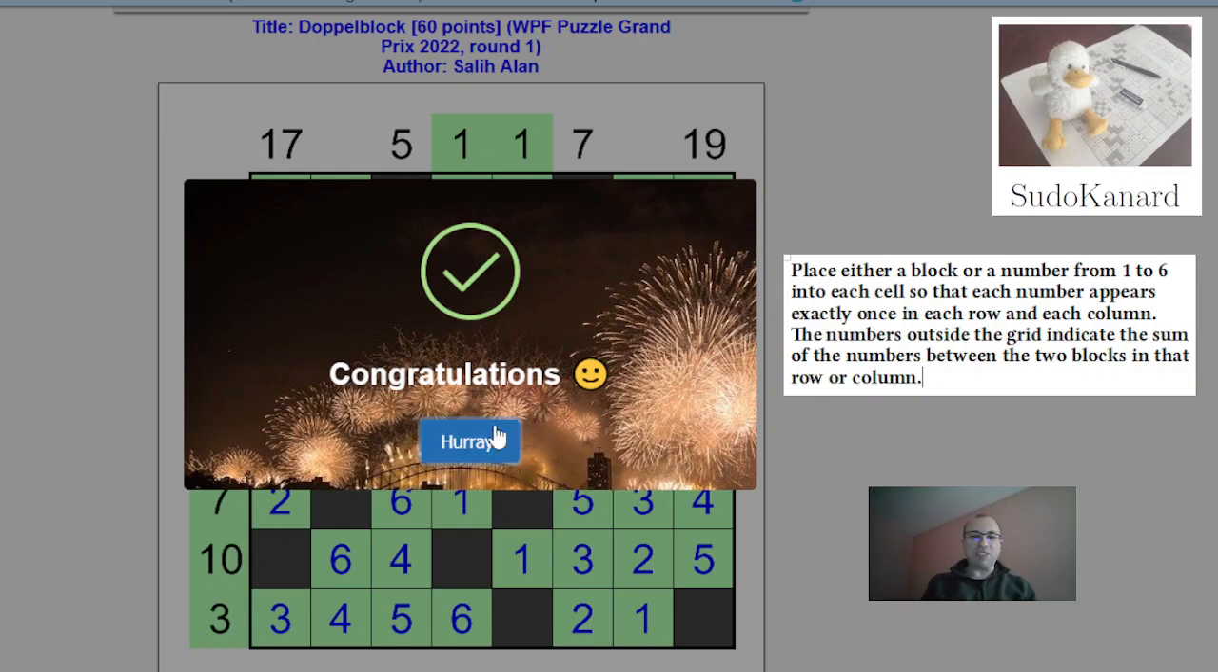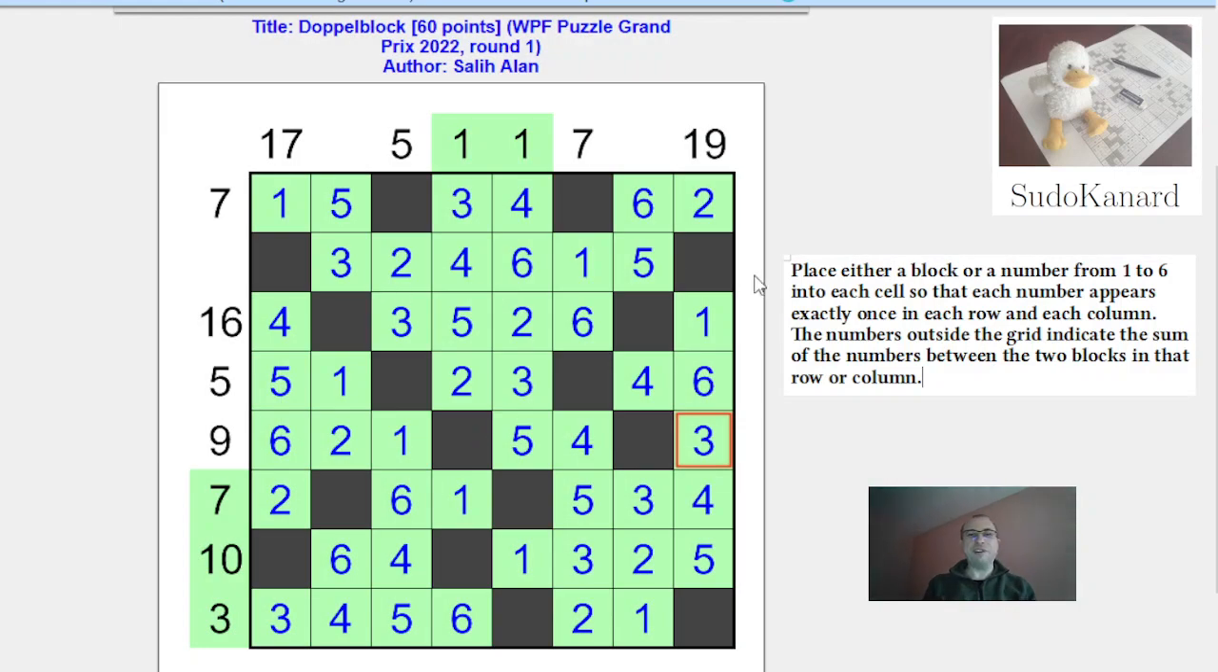I just spent an awful lot of time saying that in this row 6 could only go here. So that's typical overlooking of something that could be somewhat obvious, but nothing is really obvious, I guess. Anyway, I think that's a very well constructed puzzle, like all puzzles in Grand Prix, as a general rule of thumb.